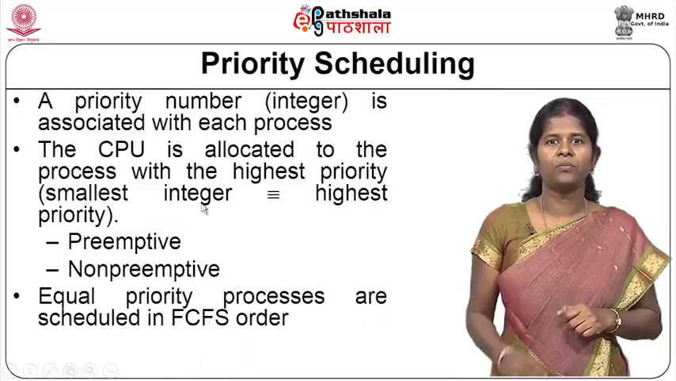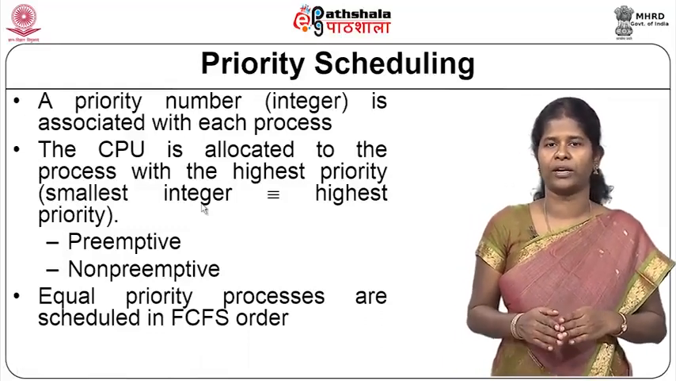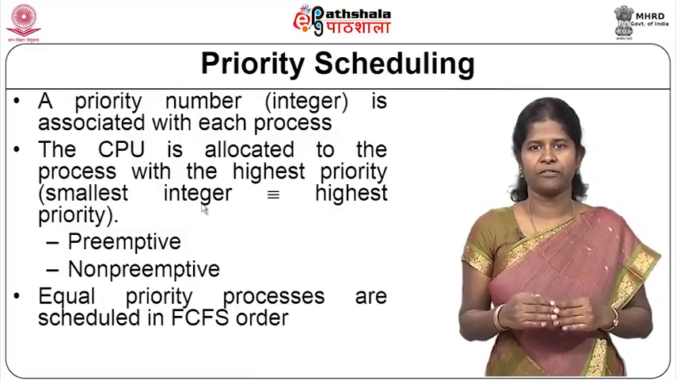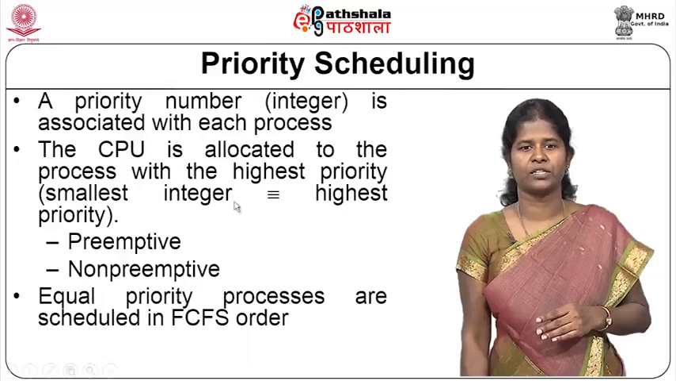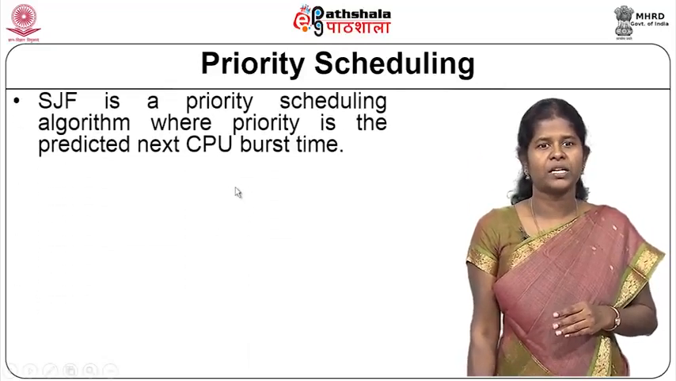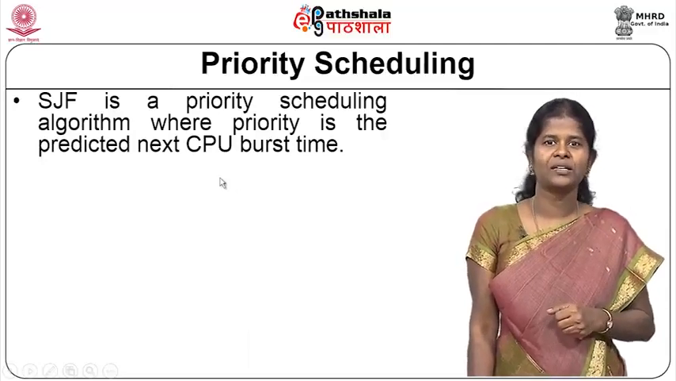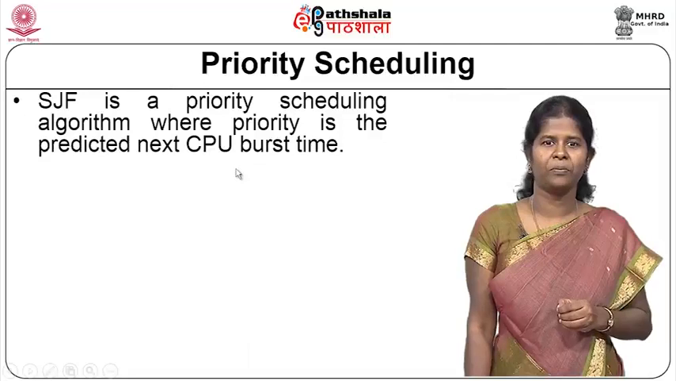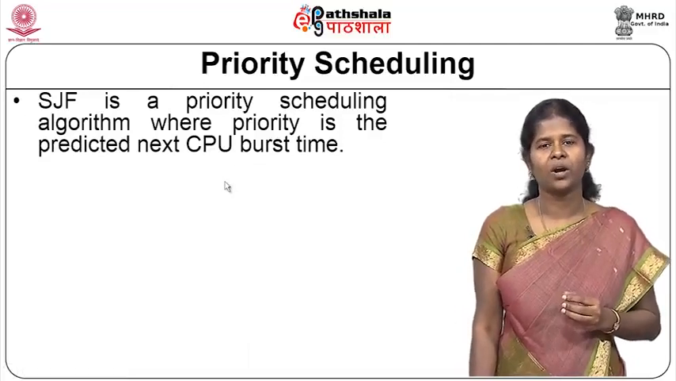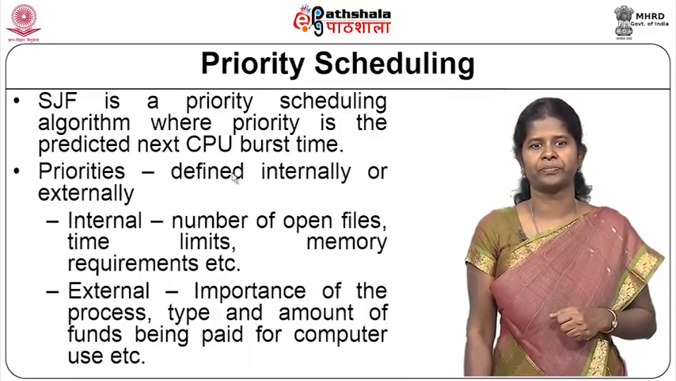And when there is more than one process with equal priority, the tie is broken by using an FCFS scheduler, the first come first served scheduler. And you can see that SJF is also a priority scheduling algorithm. The only thing is that priority here is given based on the CPU burst time. Whichever process has a shorter CPU burst is given the higher priority.